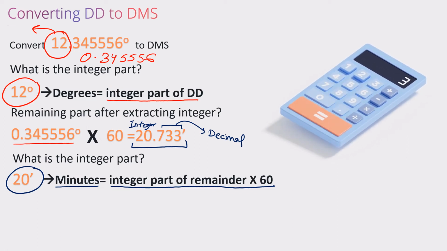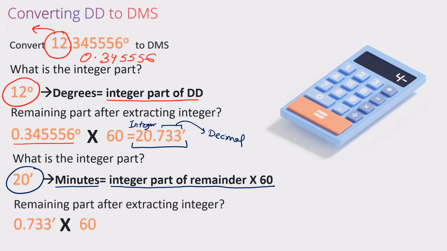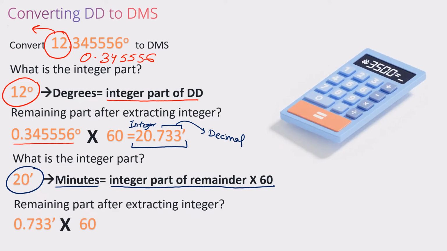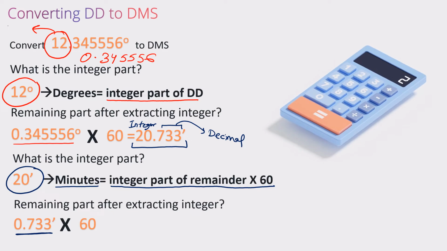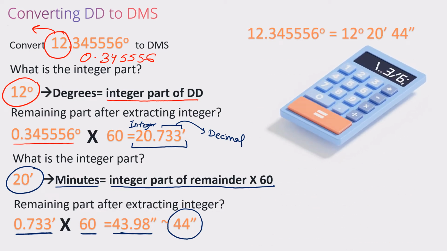So what are the remaining terms after we take out 20? Our remaining term is 0.733. We finally multiply this remaining term by 60, and if we do that we get this value, and if you round it off to one decimal, then we obtain this number. So this is our seconds value. So 12.345556 is equivalent to 12 degrees, 20 minutes and 44 seconds, and this is how we convert decimal degrees back to degrees, minutes and seconds.